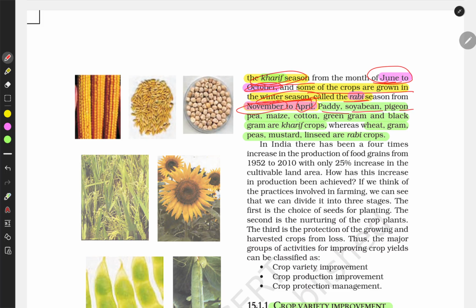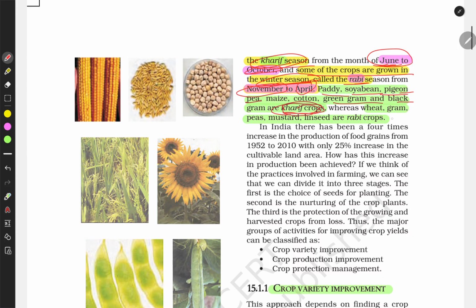Paddy, soybean, pigeon pea, maize, cotton, green gram and black gram are the kharif crops, grown in the monsoon period. Whereas wheat, gram, pea, mustard and linseed are the rabi crops, grown in the winter season.